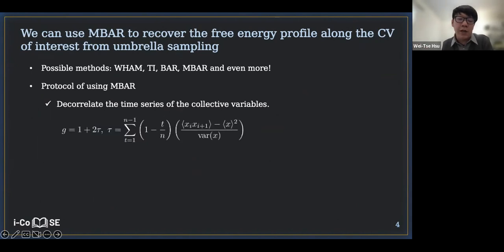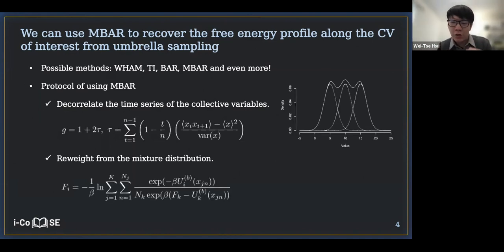As we will see later in the exercise, the recommended protocol of using MBAR can be roughly divided into two steps. The first step is that we need to decorrelate the time series of the collective variable. In this equation, g is the statistical inefficiency, and tau is the correlation time. As an example, a correlation time of 500 steps means that generally it takes every 500 steps to get an uncorrelated sample. After we get the uncorrelated samples, we can use MBAR to stitch the probability distributions we got from the simulations, and this can be done by reweighting from the mixture distribution as we discussed on Monday. While these equations might look a little bit daunting, the good thing is that there is a Python implementation that will take care of all these calculations for you. That is what we are going to learn right now.